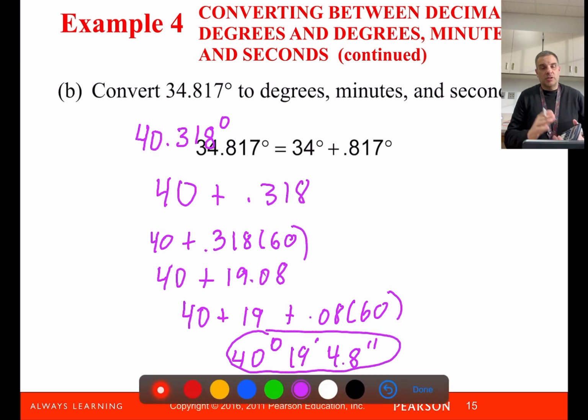Okay, so just keep those conversions in mind. Anytime you're going to minutes, you're multiplying by 60.